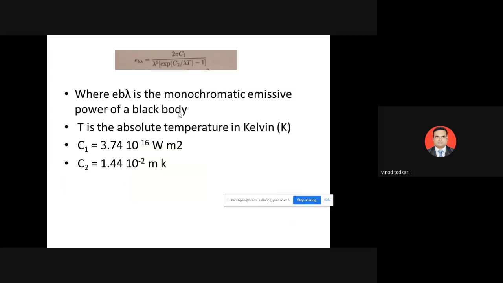Now this is the mathematical form of Planck's law. In this equation, E b lambda is equal to 2 pi C1 upon lambda raised to 5 into bracket e raised to C2 upon lambda T minus 1. C1 and C2 are constants. Pi is also a constant. Lambda is the wavelength in meters and T is the absolute temperature in Kelvin. E b lambda is the monochromatic emissive power of a black body.